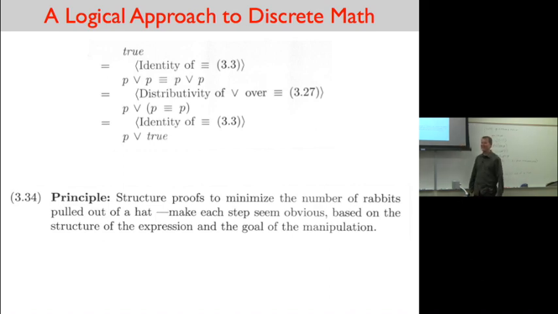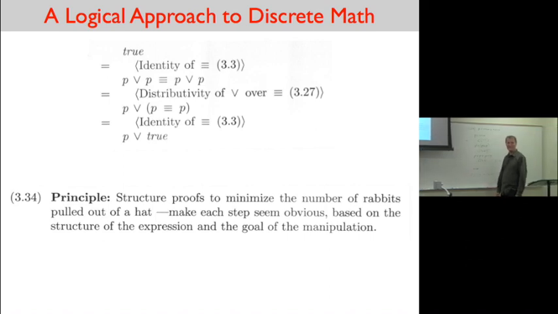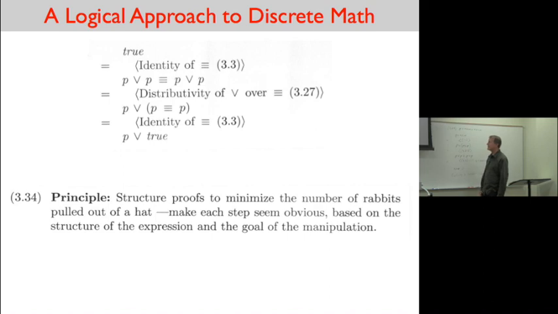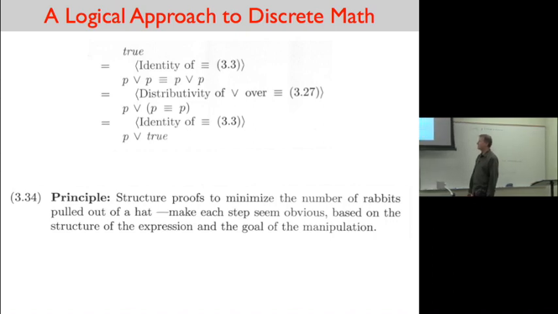So this is a heuristic, a principle. Question: anything that is equivalent to true, you could just use 3.4 and then say it's true. You know what I'm saying? No, because I don't know what you're saying. 3.4 is true. Yeah, 3.4 is true, so if you start with true, then you're done.